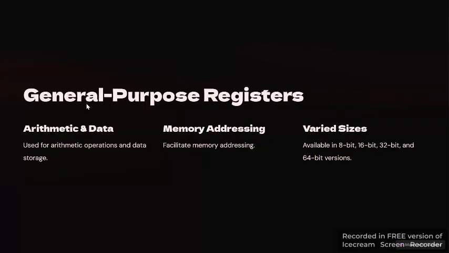So what are general purpose registers? There are basically three types of GPRs. First one is the arithmetic and data, and it is used for arithmetic operations and data storage. The second one is the memory addressing, and like it stores the memory addresses of the instructions. And the third one, you can say it is a combination of both. Like there are various sizes. It is available in 8-bit, 16-bit, 32-bit, and 64-bit versions, talking about the register size.